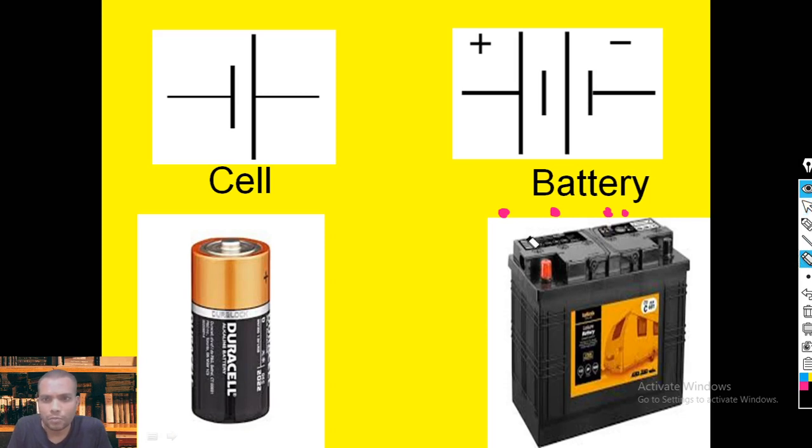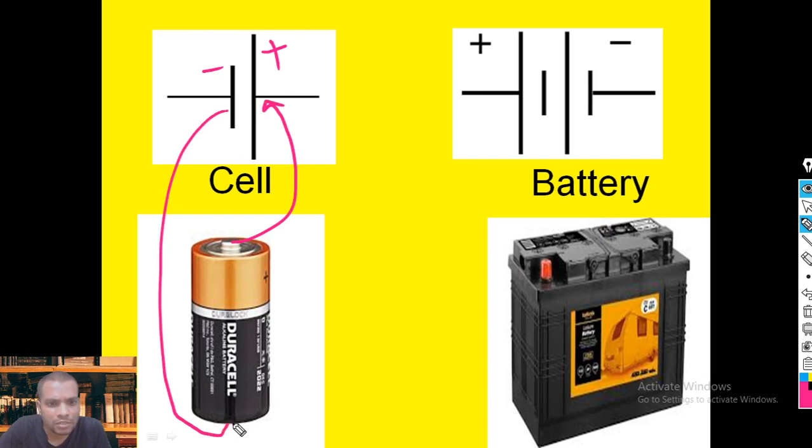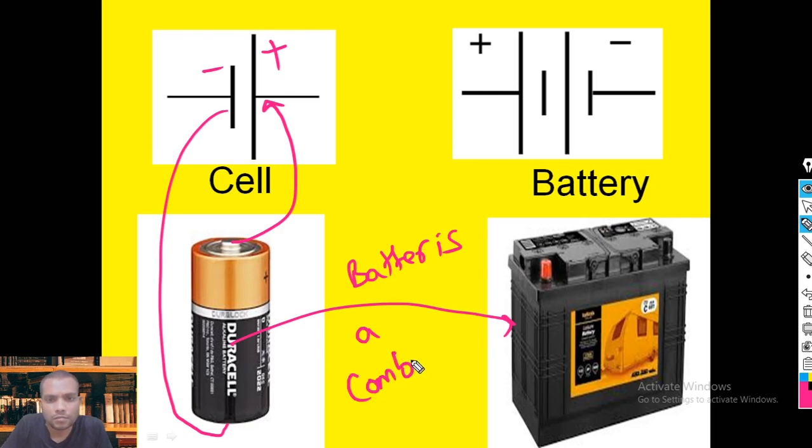And coming to a very important component in the circuit, that is the cell or battery. A cell has two terminals, one positive and one negative. In the symbol, the big line gives the positive terminal of the cell, and the short line gives the negative terminal of the cell. A combination of cells is known as a battery. A battery is a combination of cells.